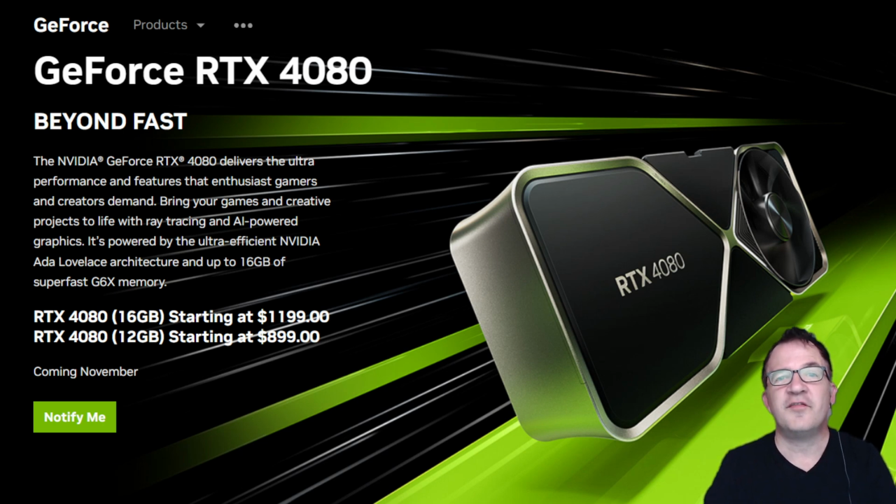Today, NVIDIA unveiled their two new graphics cards, beginning with the 4080 and the 4090. The 4080 is going to be available in two models. It's going to be a 16GB starting at $1,199 and a 12GB version starting at $899. The price, of course, we would have all anticipated would have gone up since the previous version, but it's pretty expensive if you ask me.